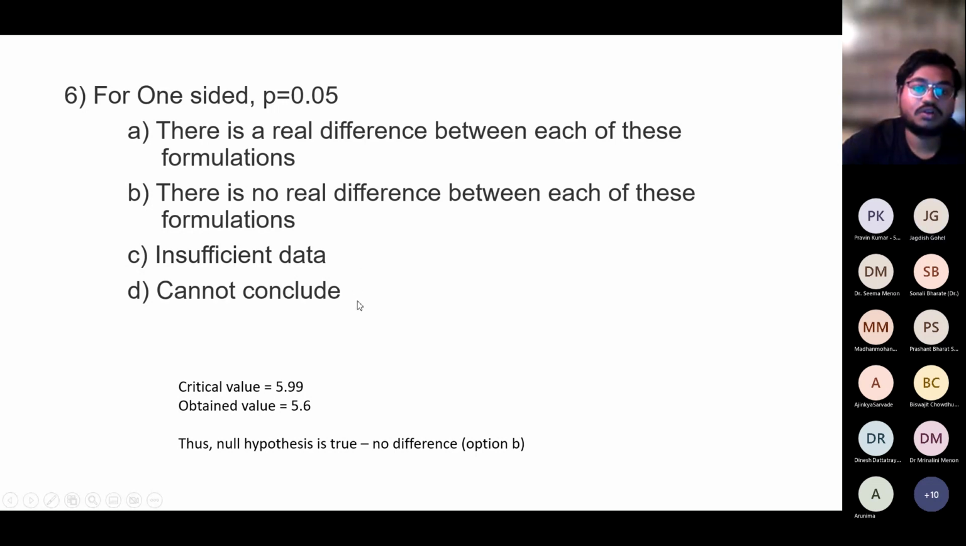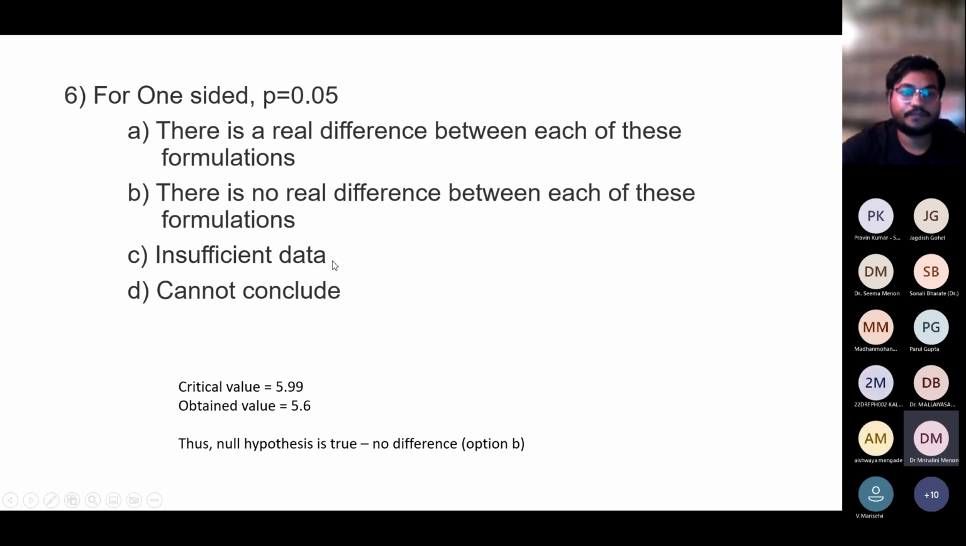And I think "cannot conclude" should come in the same case that we discussed last time, where it passes a one-tail test but does not pass a two-tail test. I think that's when you say cannot conclude. If it falls between one tail and two tail.